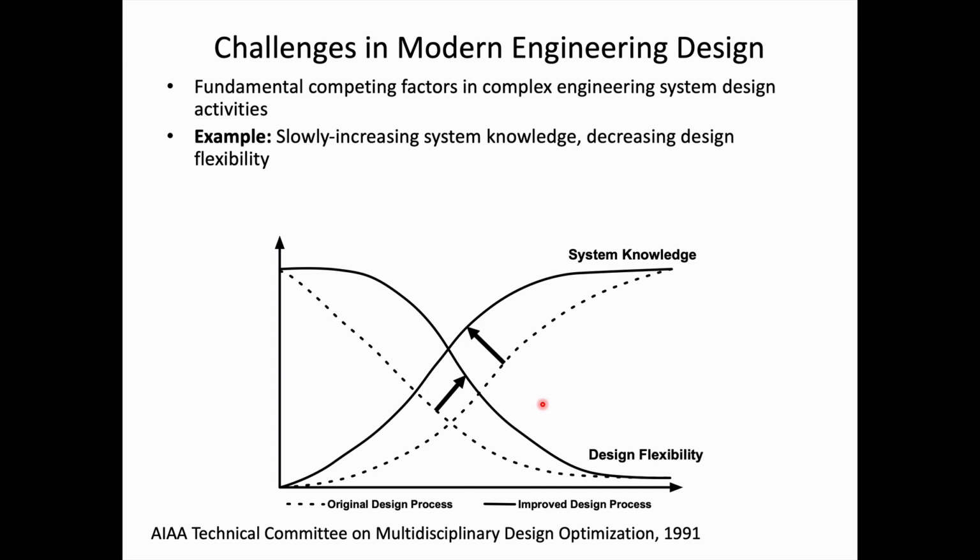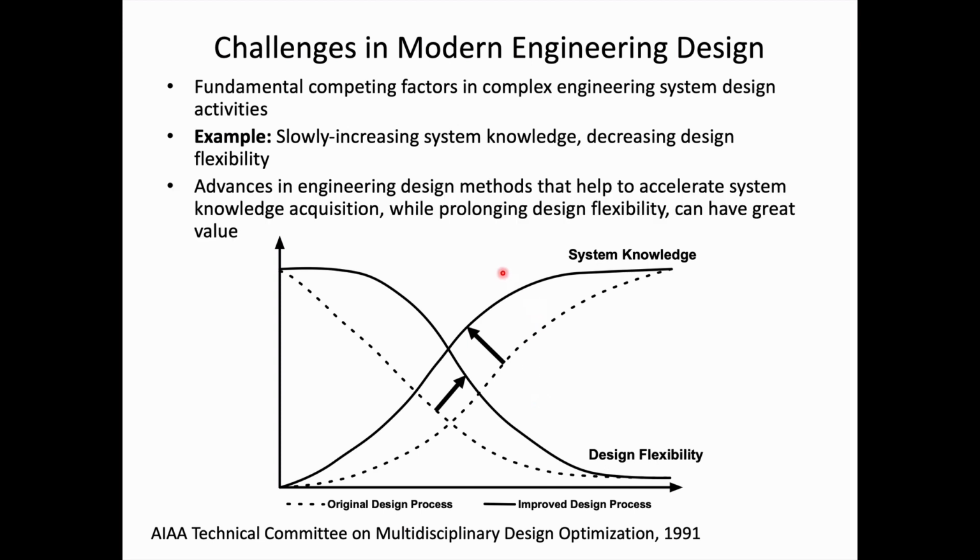So we would like to produce design tools or design methods that allow us to shift these curves around. Advances in engineering design methods help us to accelerate system knowledge acquisition, for example. If originally, using a traditional engineering process, we're on this dotted line, and we apply a more sophisticated process, maybe we can accelerate the acquisition of knowledge about the system we're trying to design.